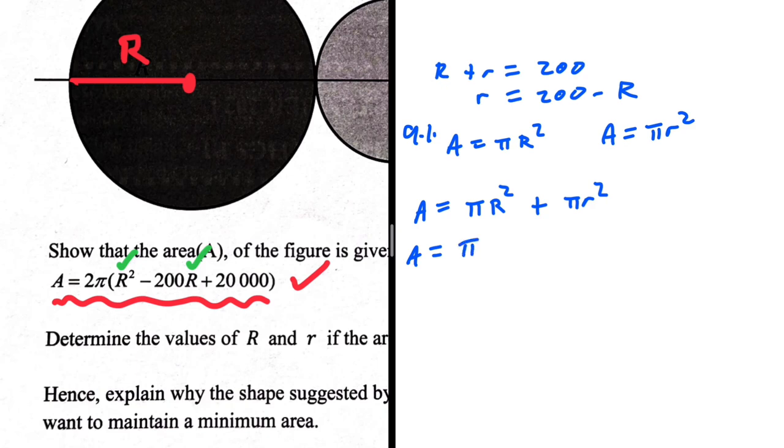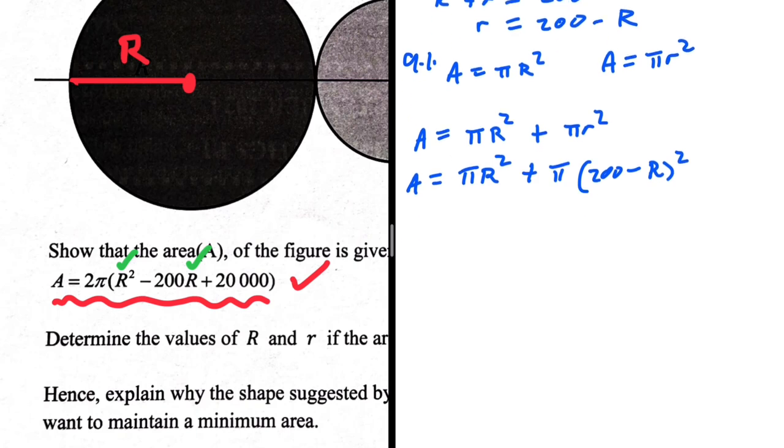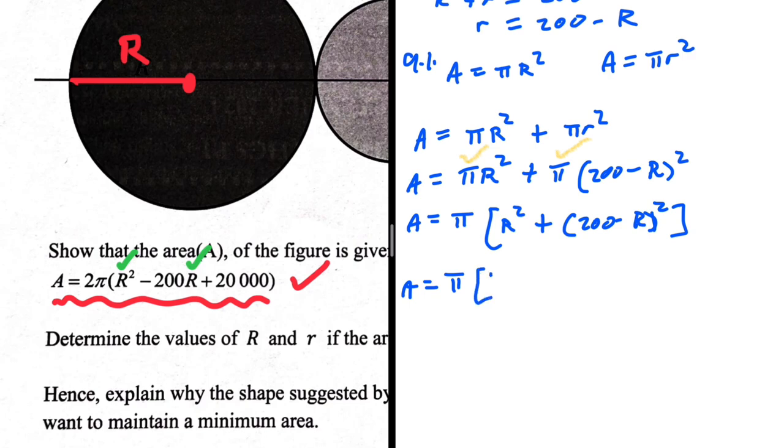So our area will be equal to pi R squared, the capital letter, plus pi, and then in place of the small letter r we substitute 200 minus capital letter R and we square that. Okay, so take a look at this. We have pi and a pi, so we can take that as a common factor. So the area will be equal to pi times, there we go, we have pi as a common factor. Here we're going to be left with R squared plus (200 minus R) squared.